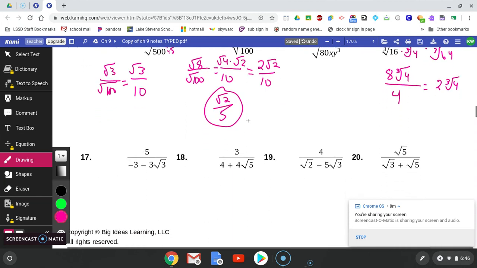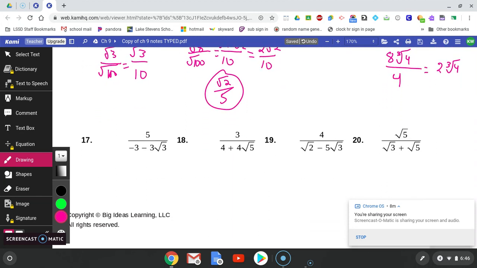Okay, a couple more to do. All right, so number 17, this is the one where we're going to have to multiply by the conjugate. So I'm going to be multiplying top and bottom by -3 plus 3 square root of 3. Remember, you have to multiply top and bottom by the same thing. And remember, the conjugate is the same thing as this, but instead of subtraction, we would make it addition.